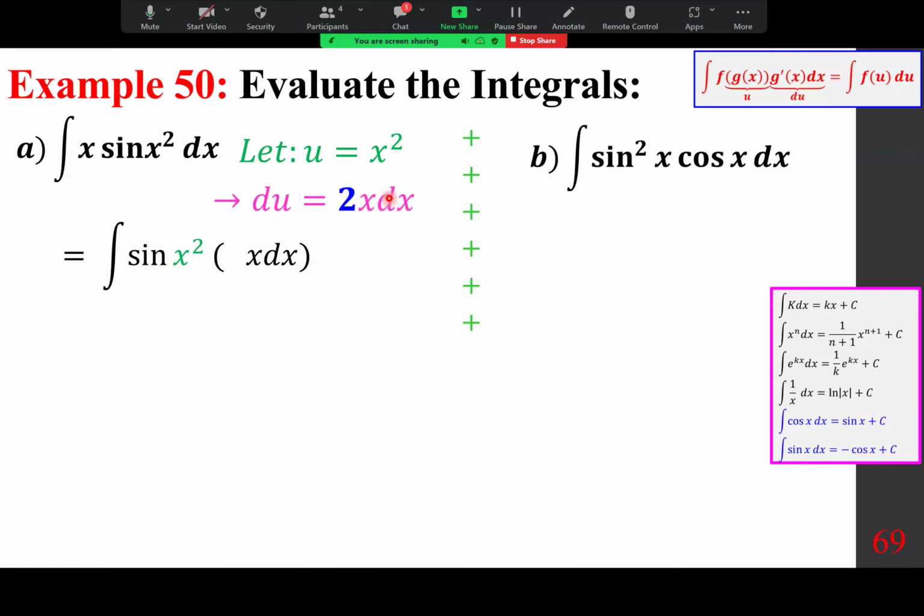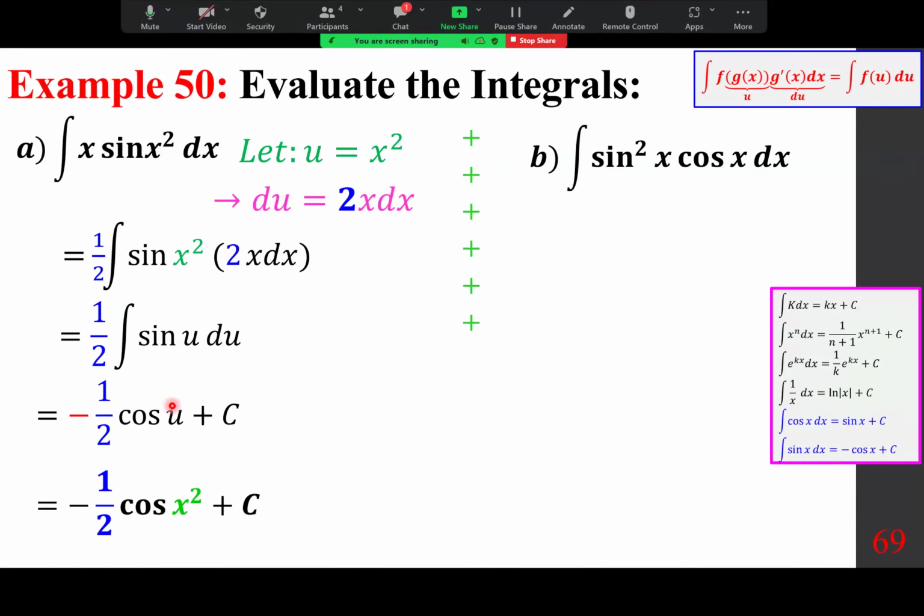Again, in many texts, they solve for dx. You don't have to. This is just a number. Plug in 2, undo it with 1/2. You can do that with numbers only. So we have sine u du, 1/2 in front remains. You know the derivative of sine is cosine, but the integral of sine is negative cosine. So it becomes negative 1/2 cosine u plus a constant, and u is replaced with x squared. As always, if you differentiate the final answer, you get this thing without the dx.